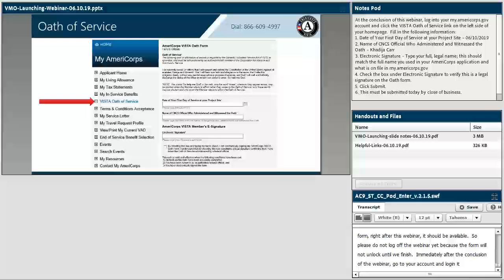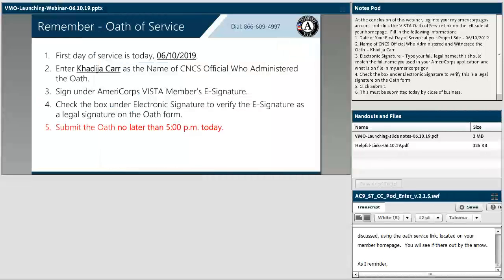Now, immediately after the conclusion of the webinar, go to your account, log in at my.americorps.gov, and complete the oath form as we discussed using the oath of service link, which is located on your member homepage, and you see it there pointed out by the arrow. And as a reminder, you've got to get that done today by close of business. It only takes a minute or two, so as soon as we wrap up, you can go in and do that.